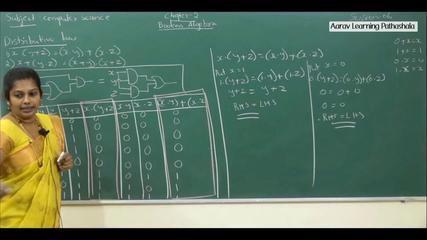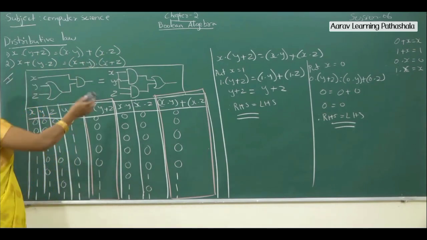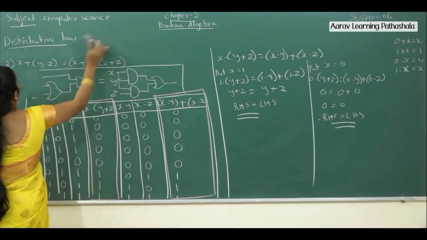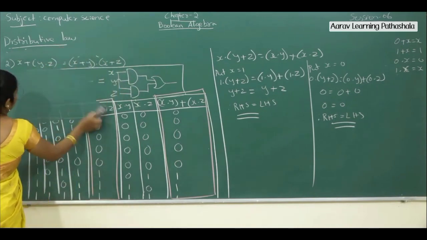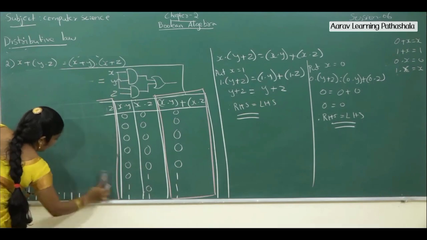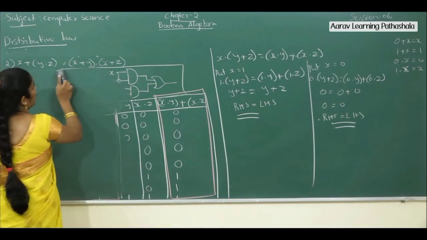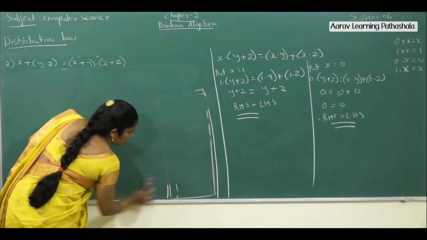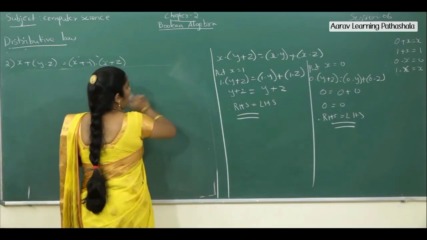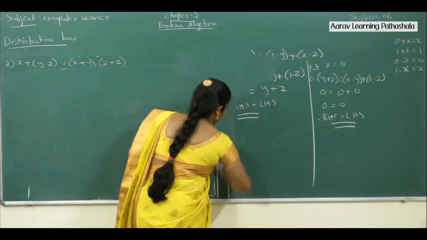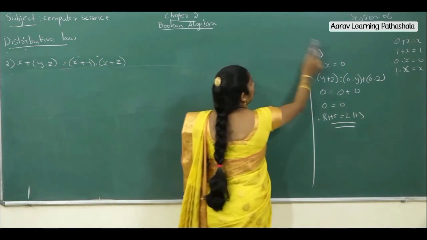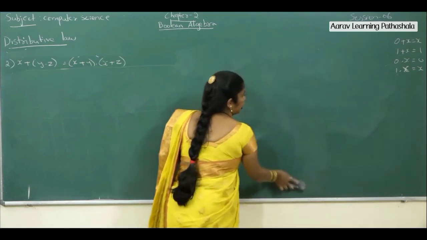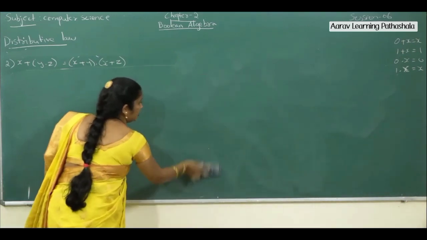Next we'll explain the next distributive law. The second distributive law states that x plus y into z equals x plus y into x plus z. That we will explain now. While explaining, once again, we have to write the symbol, truth table, and then you have to solve that by using the perfect induction method. Then only you will get full 5 marks on your annual exam.